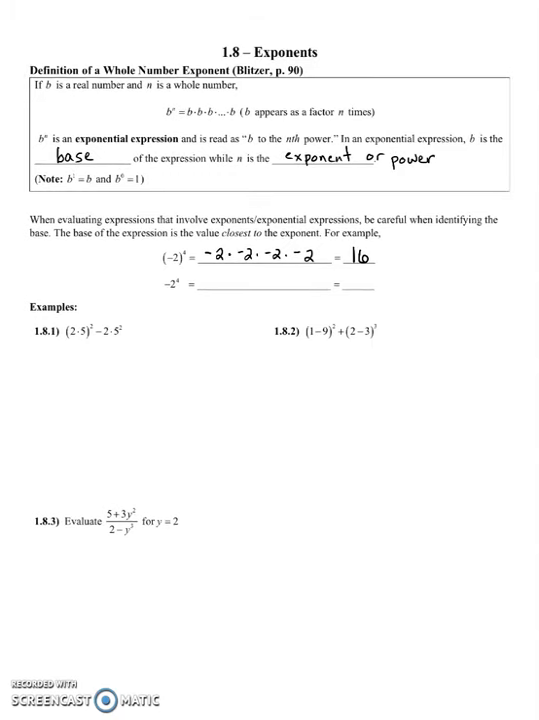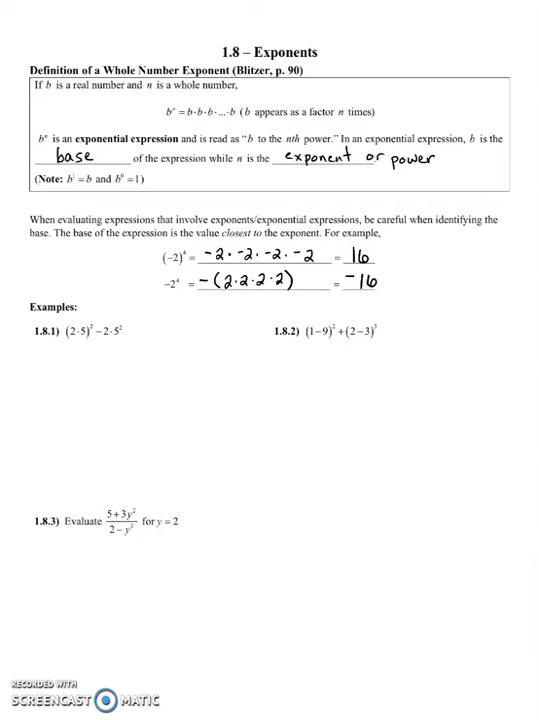Without the parentheses, though, this is a -2 times 2 times 2 times 2, which gives us a -16. So it's important you pay attention to that.